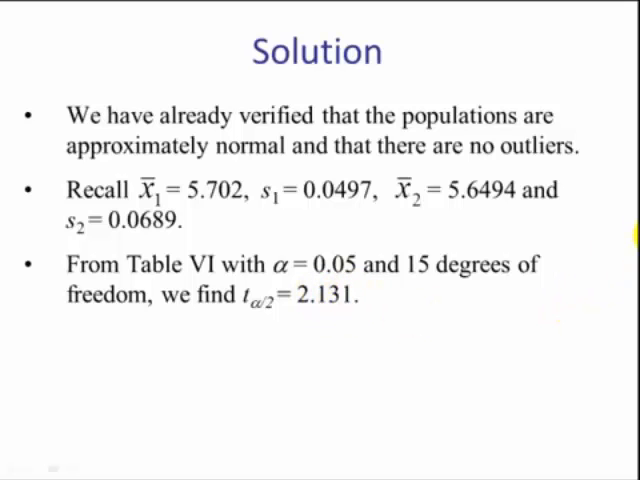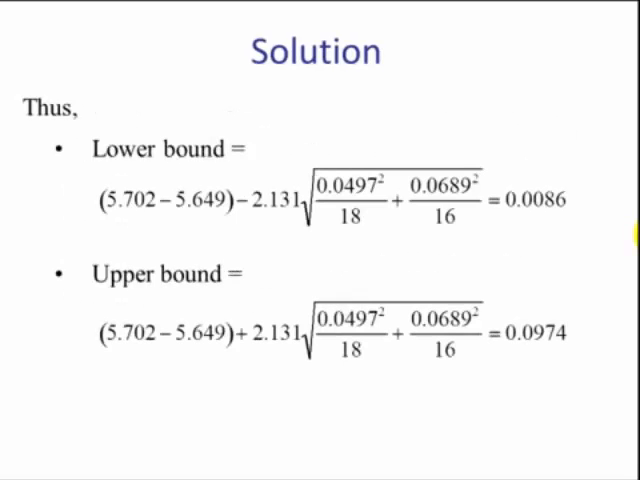Now I suggest we use Minitab and StatCrunch to actually compute the confidence intervals. But by hand, if we take x bar 1 minus x bar 2 plus and minus the t alpha divided by 2 times the standard error, we get 0.0086 for the low end and 0.0974 for the high end.